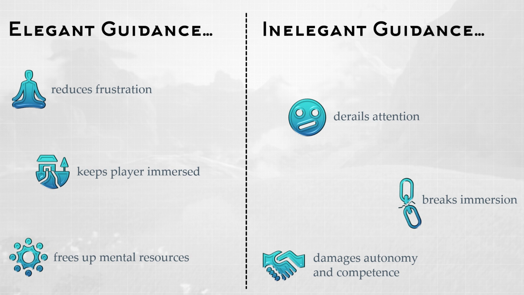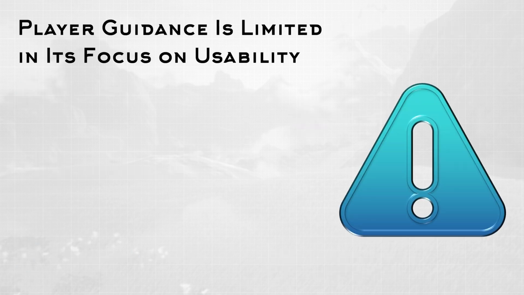So the player no longer feels like an active agent in this game world, making the choices themselves, and this is often referred to as hand-holding. Now with this comparison, I think it's obvious why you should aim for high quality, elegant guidance, but I think it's also important to acknowledge that player guidance is limited in some way. This limit lies in its focus on usability.